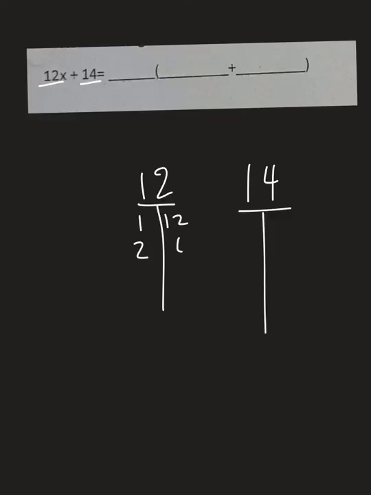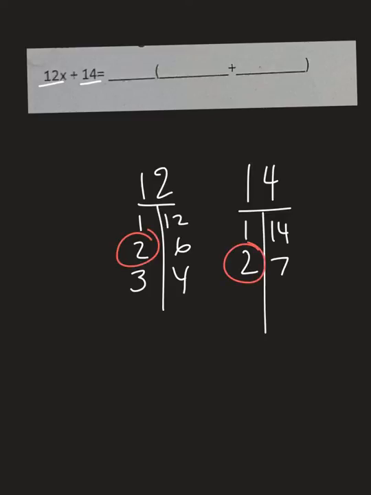So we are going to look at our two numbers, 12 and 14, and we are going to find their greatest factor. So go ahead and make your little factor T-chart. Our factors of 12 are 1 and 12, 2 and 6, 3 and 4, and that's it. Our factors of 14 are 1 and 14, 2 and 7, and that's it. So when you look here, our greatest common factor between these two numbers is 2.